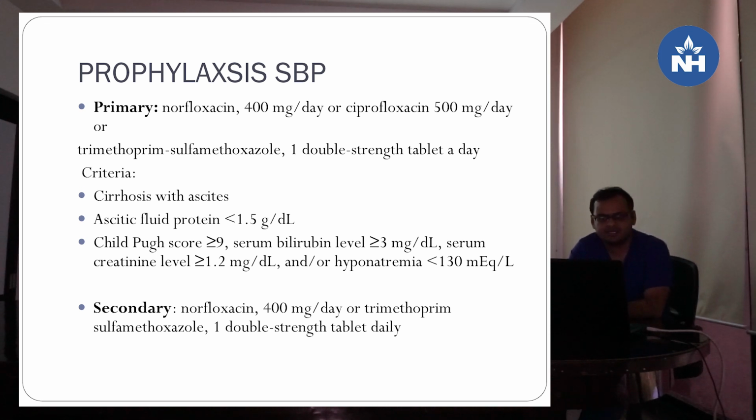Now, prophylaxis of SBP has two types: primary prophylaxis and secondary prophylaxis. Primary prophylaxis is for patients with cirrhosis with ascitic fluid protein less than 1.5 gram per dl and Child-Pugh score of 9 or more, serum bilirubin more than 3, creatinine more than 1.2, and hyponatremia less than 130. Secondary prophylaxis is for any patient with a past history of SBP. Drugs usually used are norfloxacin, ciprofloxacin or trimethoprim-sulfamethoxazole.